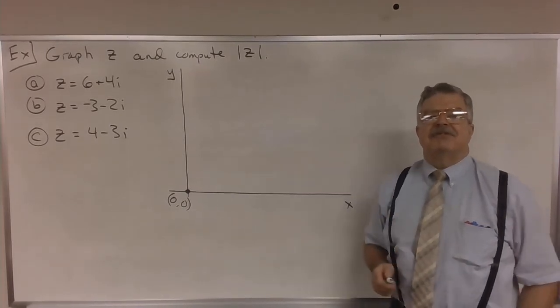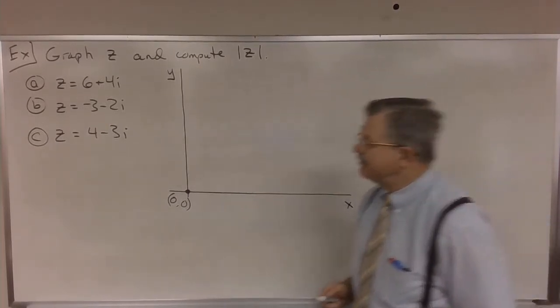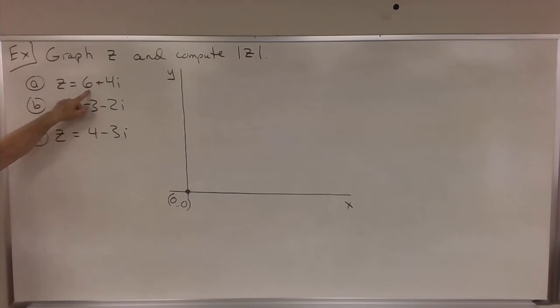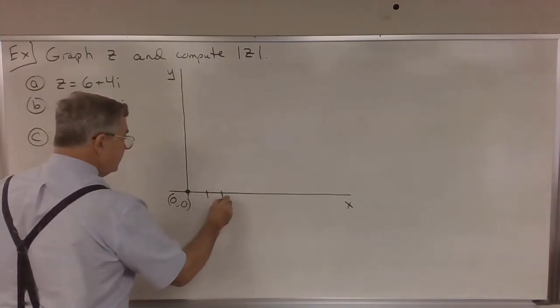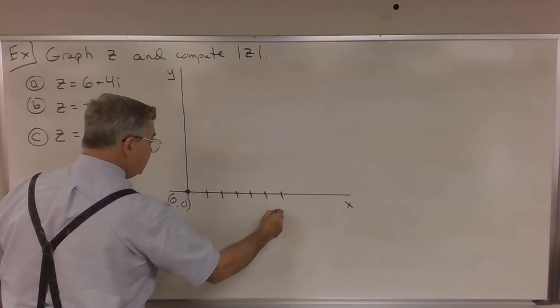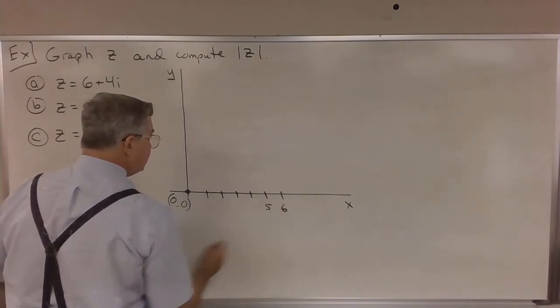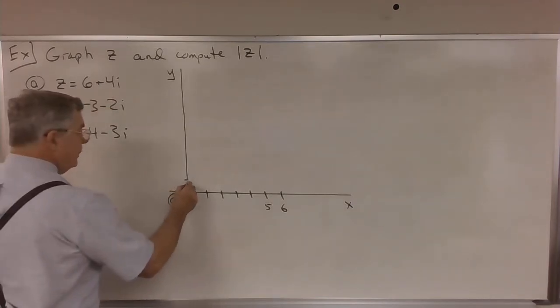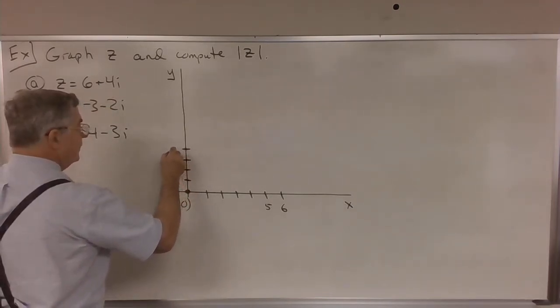Okay, let's do some examples. Our instructions are graph z and compute the modulus of z. So the real part, which is x, is 6. So we mark out 6 units on the x-axis. And the imaginary part is 4. We mark out 4 units on the y-axis.